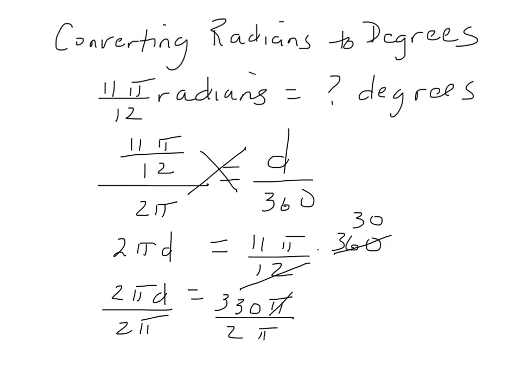pi's. So the pi's cancel, and 330 divided by 2 is 165. So that's my number of degrees, 165 degrees.